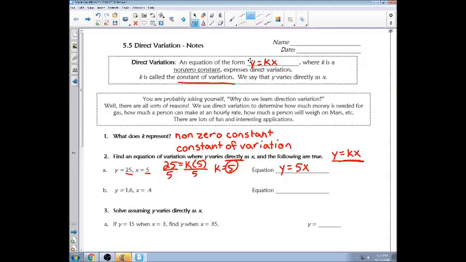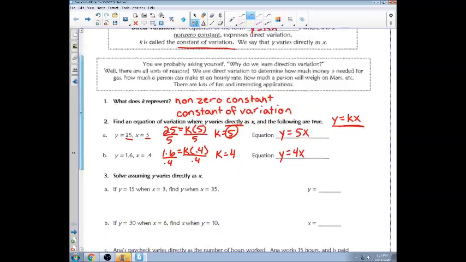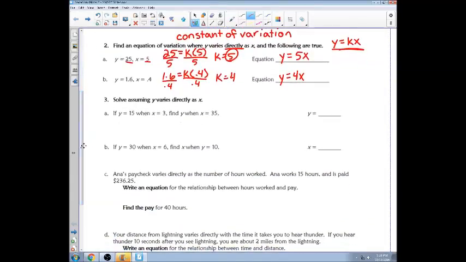Okay? So on to b, again, I'm just going to put 1.6 in for y. I'm going to put 0.4 in for x. Divide by 0.4 on both sides. And k would equal positive 4. So y would equal 4x. And we could solve more problems that are very similar. Usually in a story problem application, that's where we would need to find our equation of variation, direct variation.